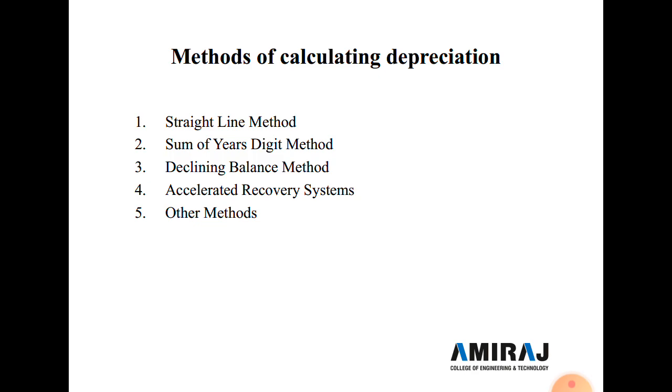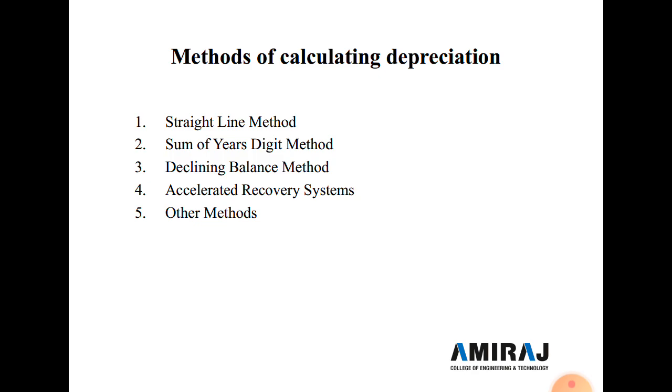The name indicates the sum of year digit method. The life of the equipment is 8 years, so the summation of the 8 years is equal to 36, and the rate of depreciation charge for the first year is assumed to be the highest, and then it decreases. So the rate of depreciation for years 1 to 8 respectively is 8 divided by 36, then 7 divided by 36, then 6 divided by 36, then 5 divided by 36, 4 divided by 36, 3 divided by 36, 2 divided by 36, and at the end of the 8th year, 1 divided by 36.